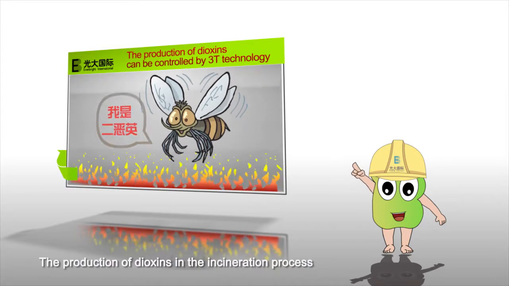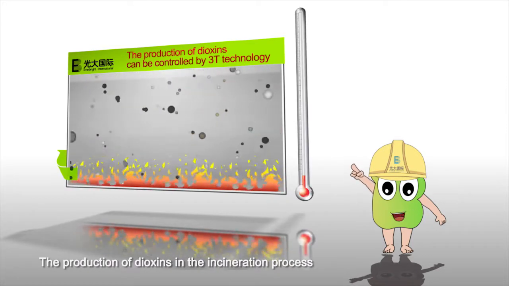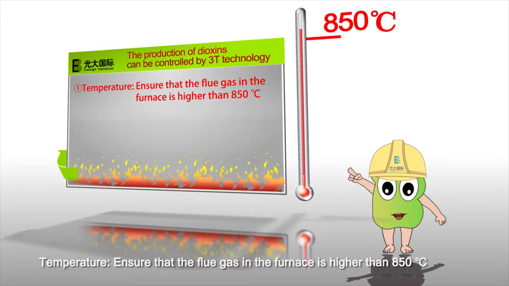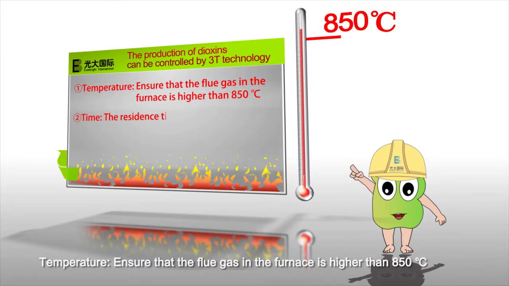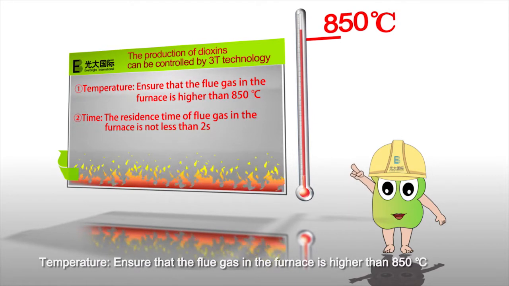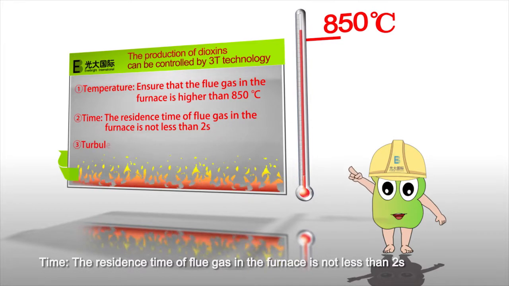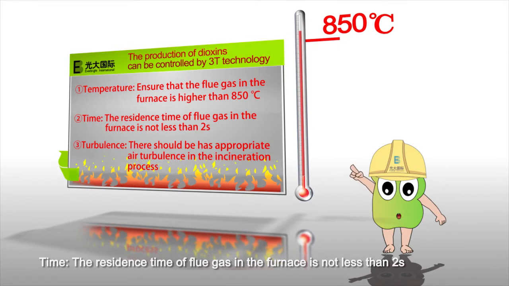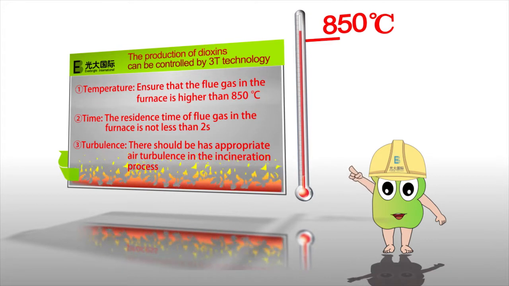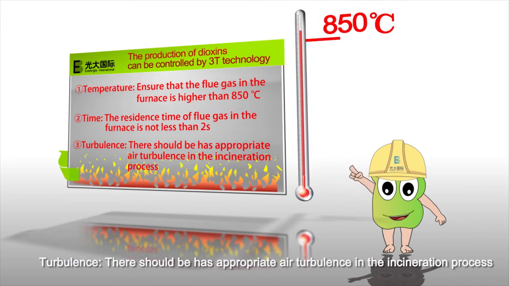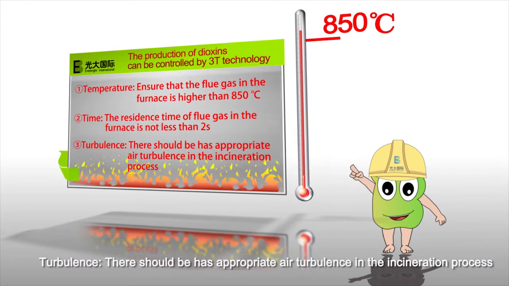The production of dioxins in the incineration process can be controlled by 3T technology. Temperature: ensure that the flue gas in the furnace is higher than 850 Celsius. Time: the residence time of flue gas in the furnace is not less than 2 seconds. Turbulence: there should be an appropriate air turbulence in the incineration process.